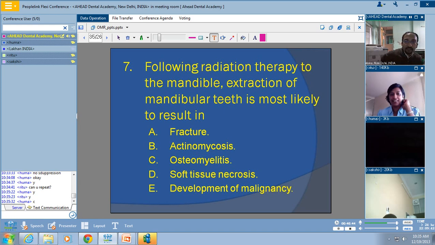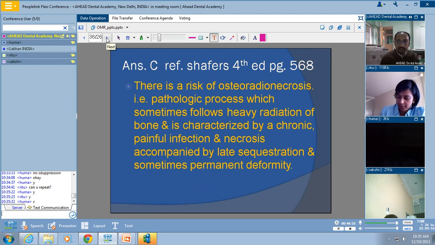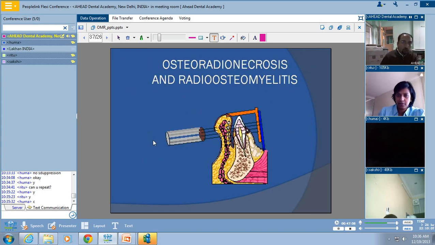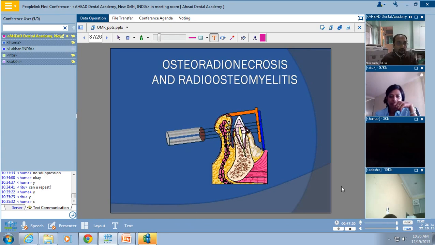And what is that osteomyelitis called once there is radiation therapy? It is called osteoradionecrosis, which is a pathological process which sometimes follows heavy radiation of bone and is characterized by chronic painful infection and necrosis. Okay? Now, osteoradionecrosis is also called radioosteomyelitis. Now, what are the questions which have been asked in this topic? Okay? Now, the certain questions which have been asked in osteoradionecrosis.